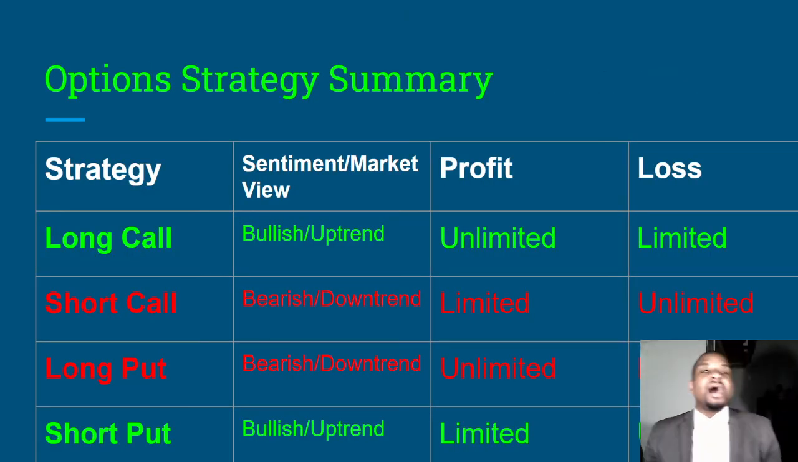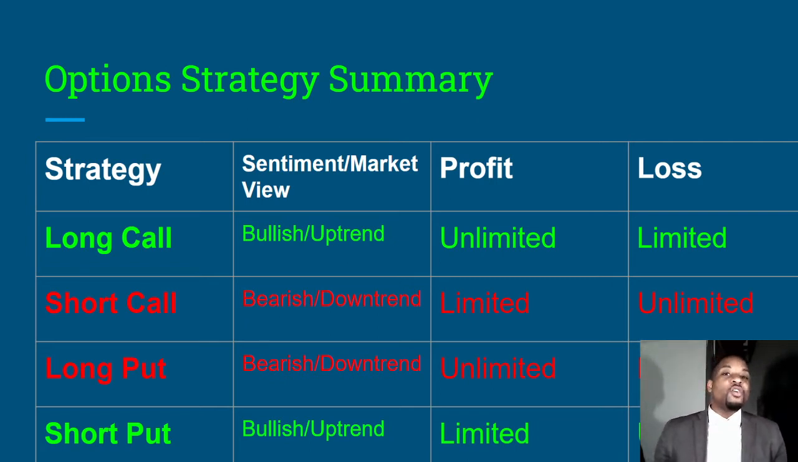Now let's go over our option strategy summary. Okay. Strategy: you have a long call. You want to make a long call. That means you are bullish and you feel that's going to be an uptrend, and the profit can be unlimited for that, and your loss is limited to just what you put in. A short call, you feel that the market is bearish and a downtrend is coming, and your profit is limited because you are selling, right? But your loss is unlimited because there's no telling where that price could go, right?